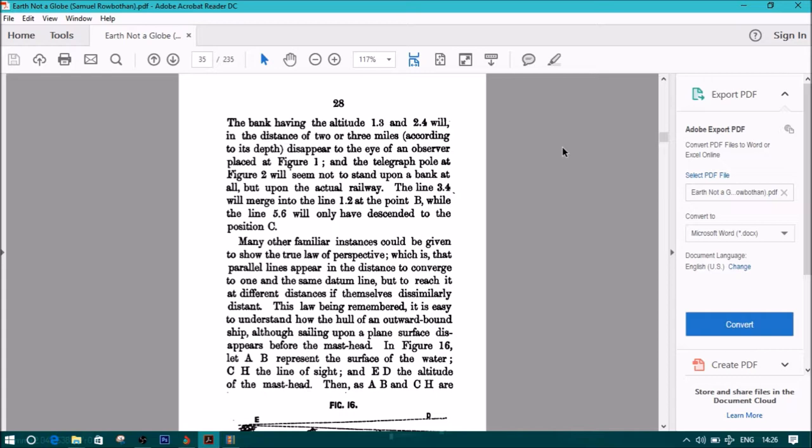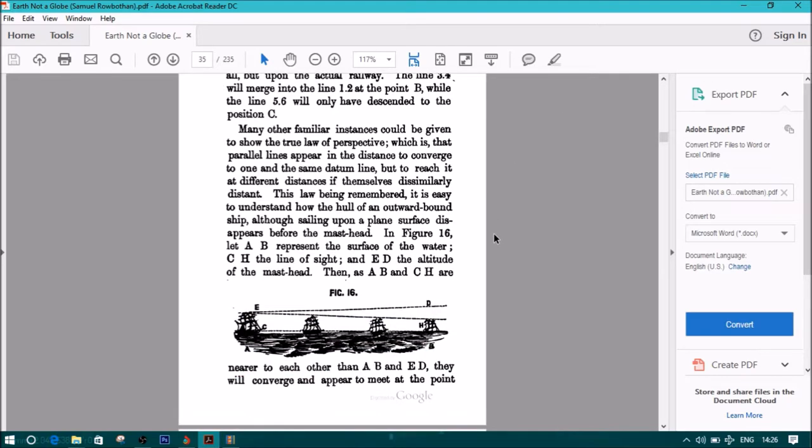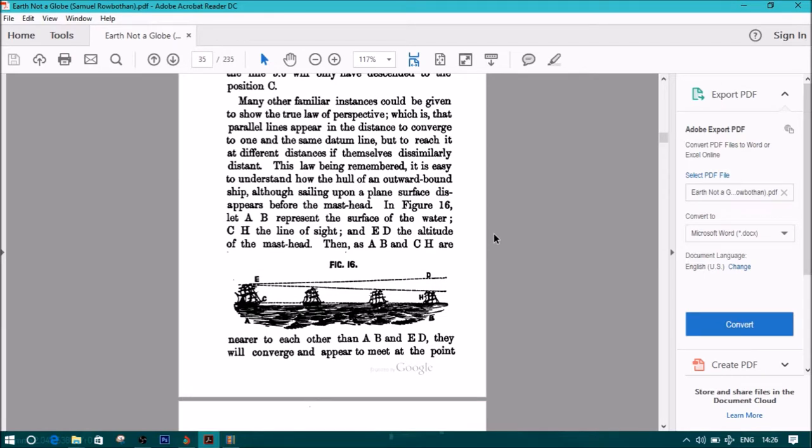Many other familiar instances could be given to show the true law of perspective, which is that parallel lines appear in the distance to converge to one and the same datum line, but to reach it at different distances if themselves dissimilarly distant. This law being remembered, it's easy to understand how the hull of an outward-bound ship, although sailing upon a plane surface, disappears before the masthead. On figure 16, let AB represent the surface of the water, CH the line of sight, and ED the altitude of the masthead.